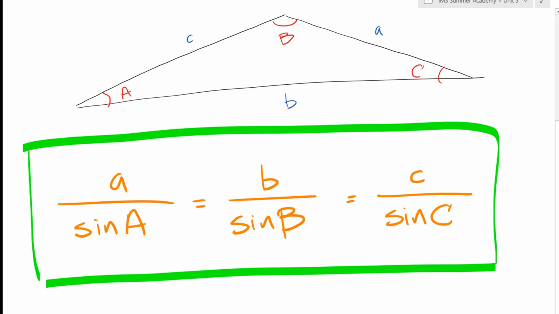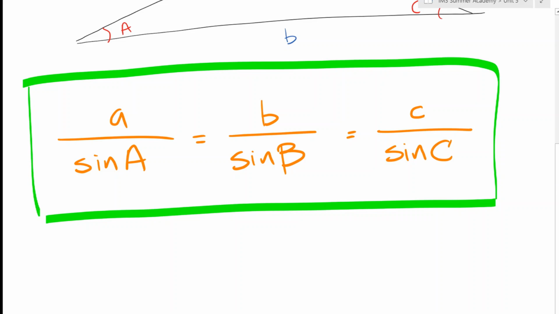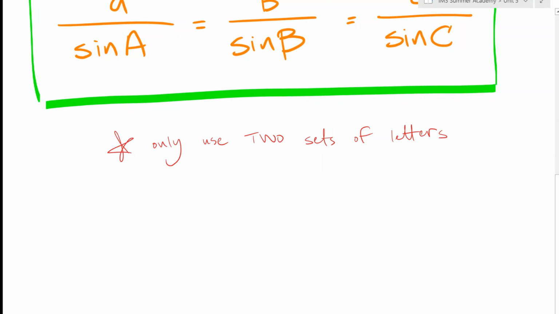Now you'll see in here there are three sets of fractions and two equal signs. We don't usually have something that has two equal signs. So one thing to make note of here is we're really only going to use two sets. We use two sets of letters in each problem. Okay, so we may use A and B, B and C, or A and C, but not all three at once. All right, so let's see what we're talking about here.